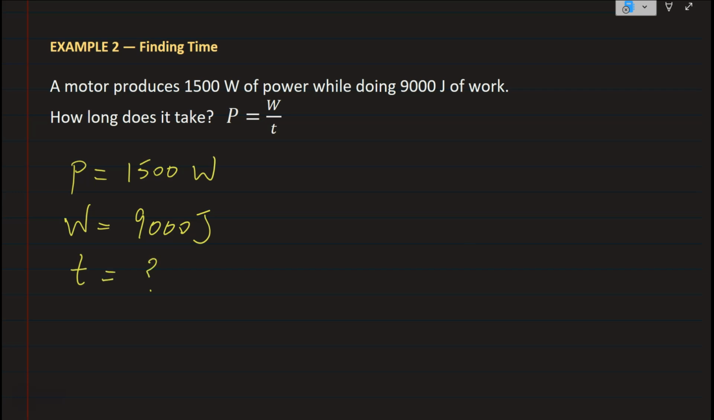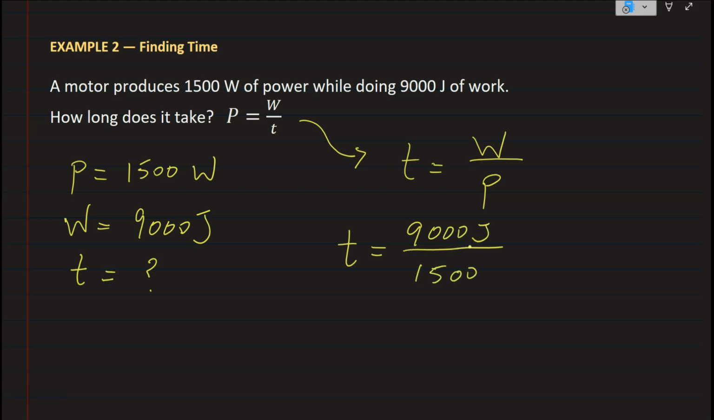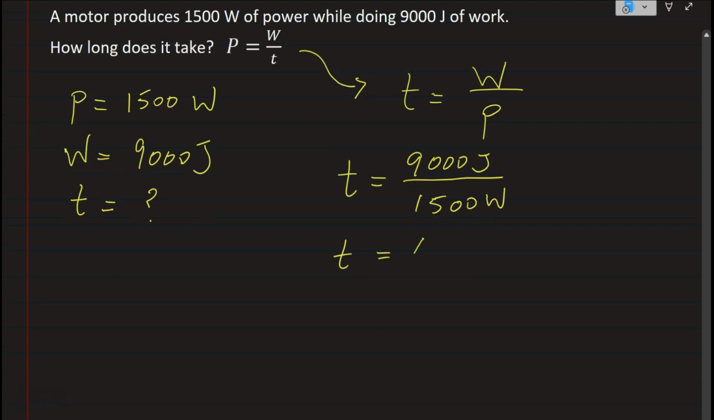So this is a problem of finding time. We have to manipulate this equation and solve for t. To do that, you just swap P and t, so t equals W divided by P. That would be the new equation. And then I'll plug in the values. So time is equal to 9,000 joules divided by 1,500 watts. And time will be 6.0 seconds. So that's how long it will take.